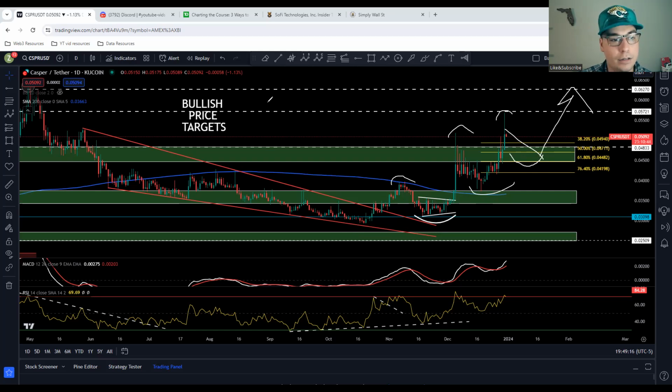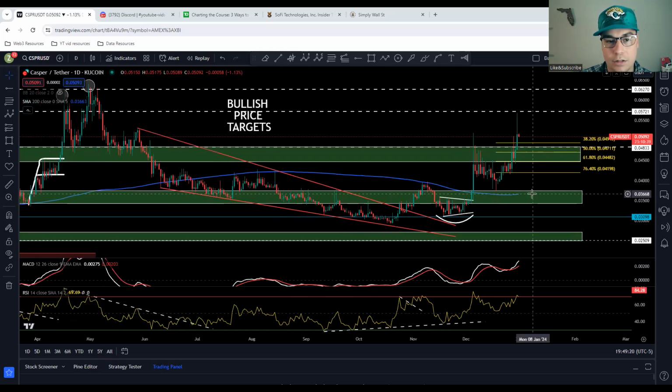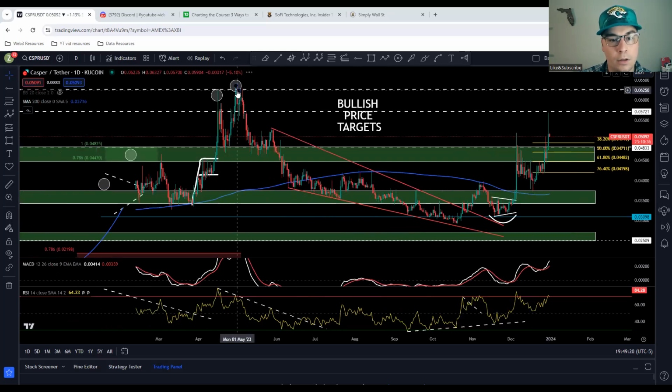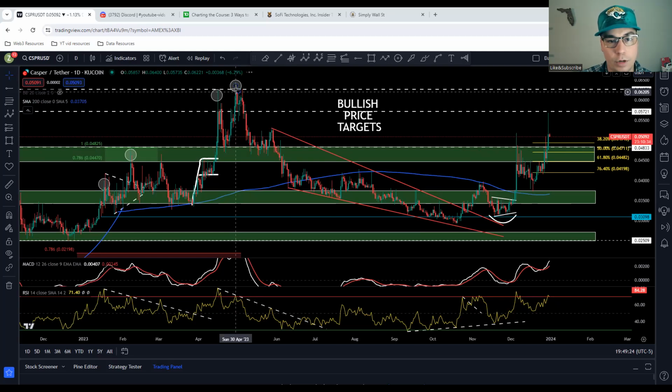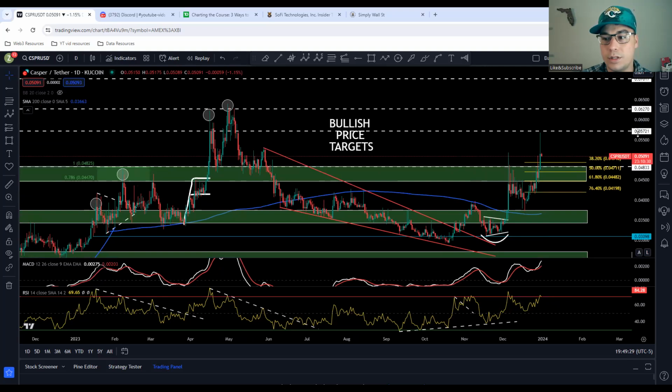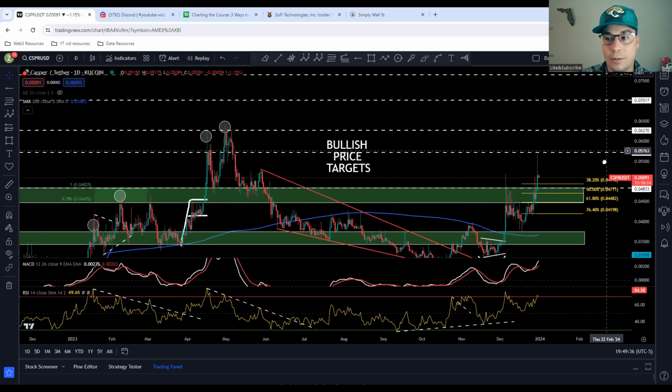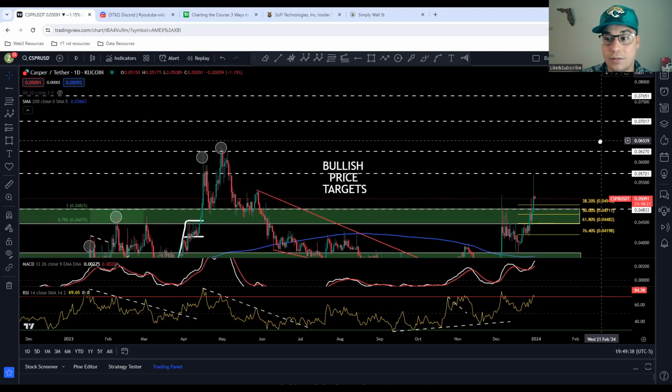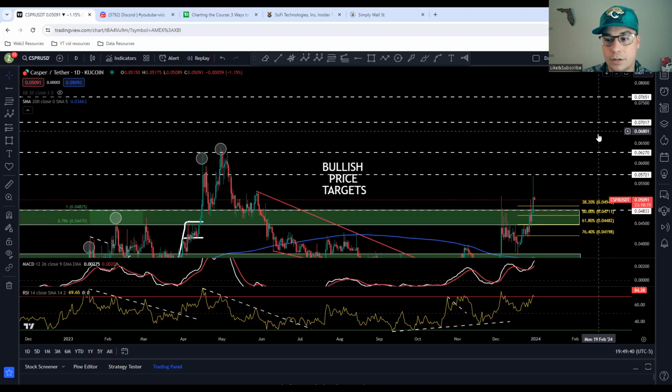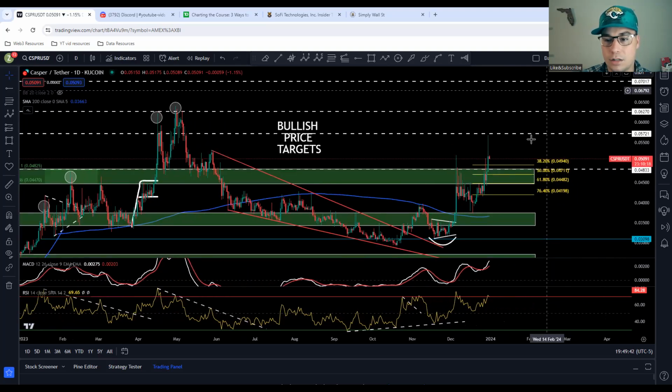Now, for the higher high, there are some levels that we're going to be targeting. These have been the bullish price targets on Casper for a while. You can see back in summer of 2023, we came up and hit these levels. Those levels are going to be 0.057, our next target to the upside. Then we have 0.0627, and then above there, we have 0.070 and 0.076. Those are going to be some of the targets to the upside.